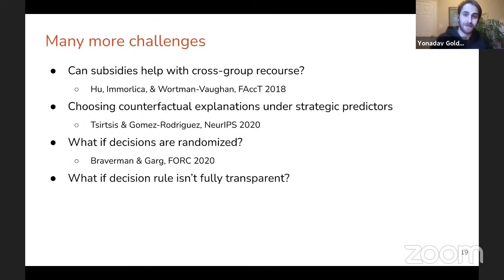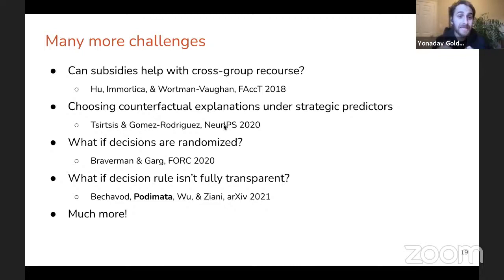And finally, a very recent paper by, among others, Bechavod, Stephen Wu, and Ziani: what if the decision rule isn't fully transparent? What if the decision maker hasn't come around to the idea of making it transparent, but instead a bunch of different groups of individuals just tell each other what they know about the decision rule, and what happens if only some groups of these people talk to each other? And so they develop different ideas of how the decision rule works, and what are the dynamics around that? There are many, many more things like this that are interesting directions, and I strongly encourage you, whether you're a computer scientist or a non-computer scientist, to take a look at some of this literature and see if you can find a new aspect of it, because I really think there's so much there.